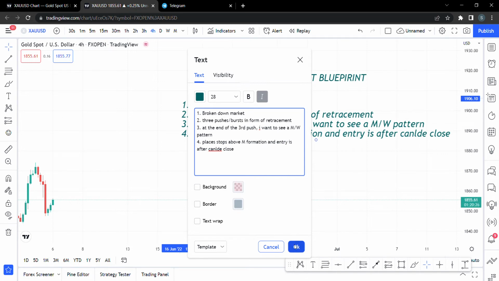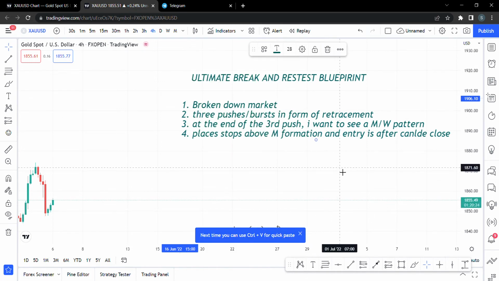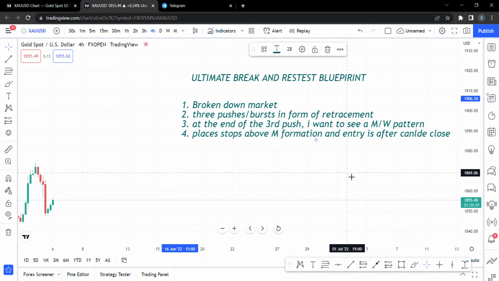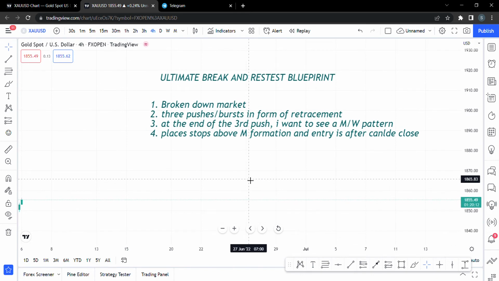So this is the blueprint I follow. The ultimate break and retest blueprint.